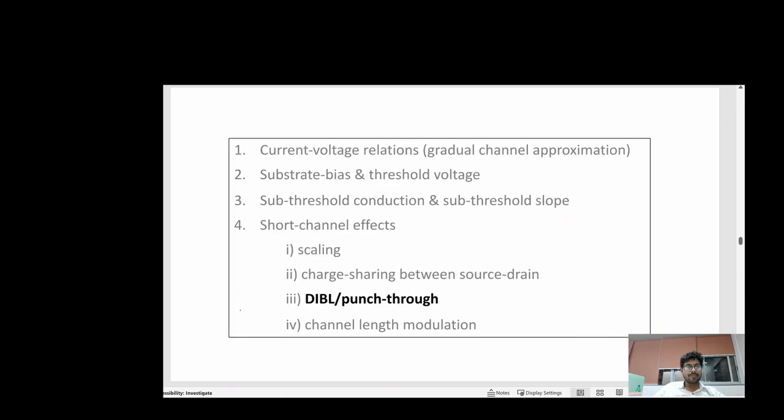Okay. So now let us see drain induced barrier lowering and the punch through.